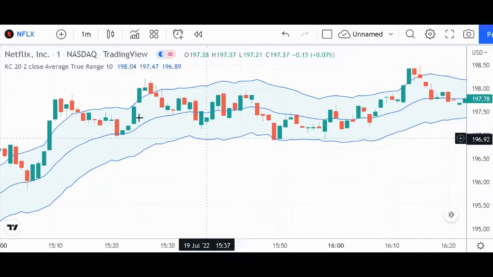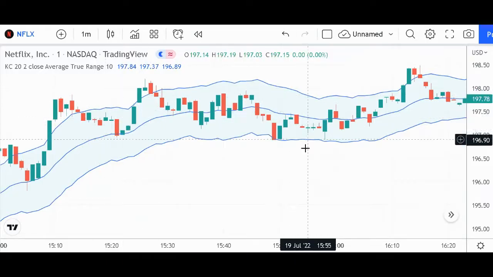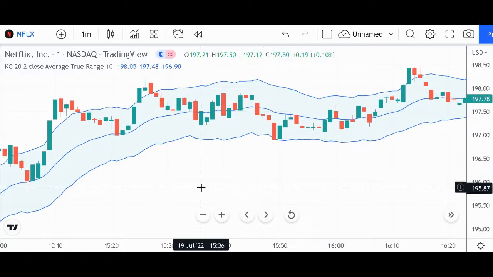So test it out on your own. See which method works better for you. And no matter what you do, have an exit strategy. Always have an idea of what you're going to do if the trade goes against you, so your losses will be minimized as much as possible. I hope you are convinced of the power of Keltner channels.